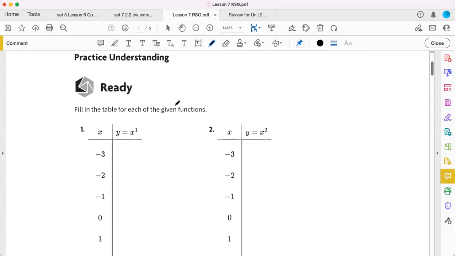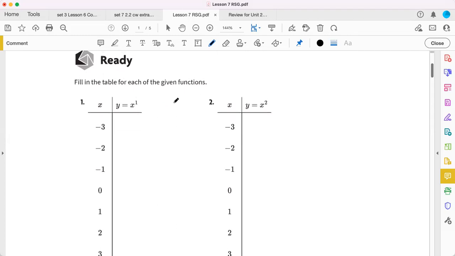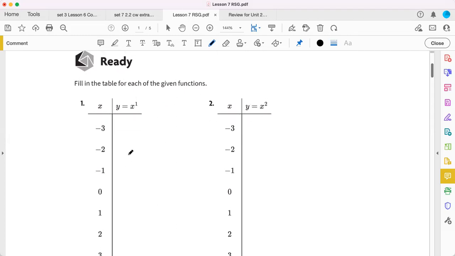We have the ready asking us to fill out this table with some values. Y equals just x to the first power. Pretty simple. Whatever x is, that's what y is. So if x is -2, the outcome is -2. If x is -1, the outcome is -1. 0, 1, 2, so on and so forth.